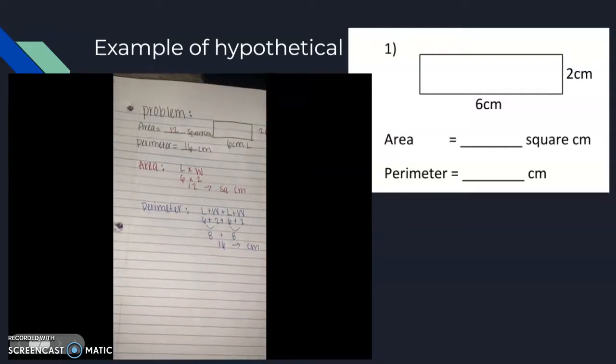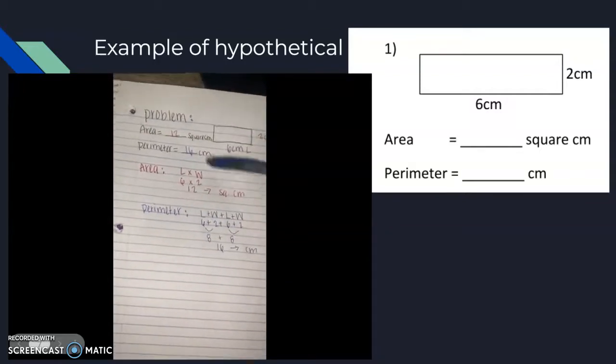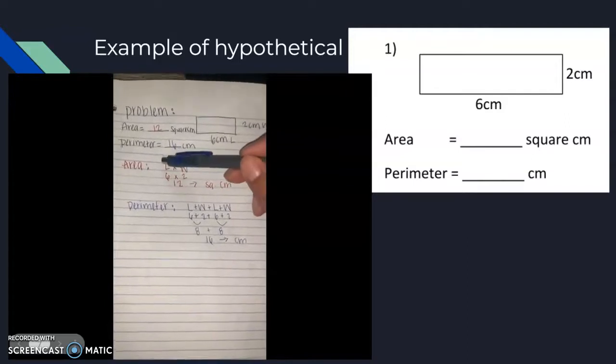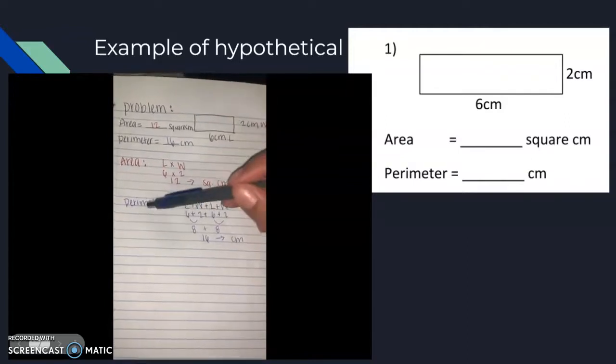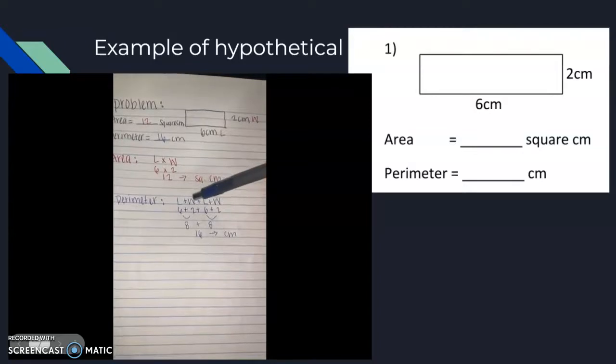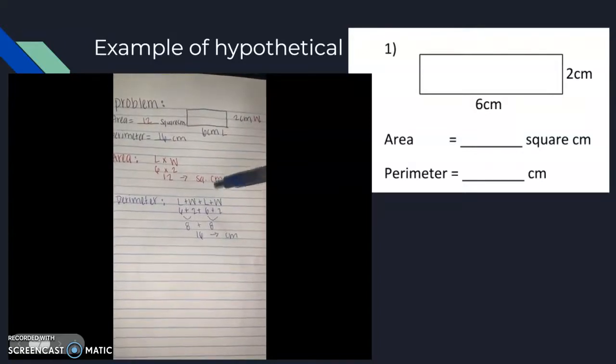I'm going to write down the top. As you can see, the equation for the area is length times width. And for the perimeter, it's length plus width plus length plus width.